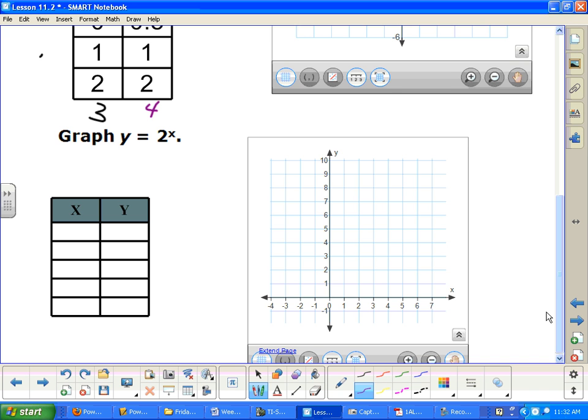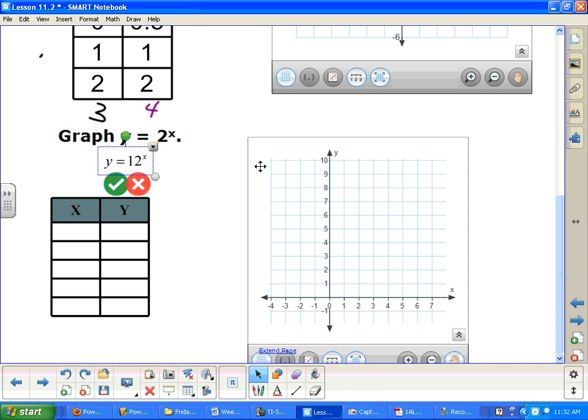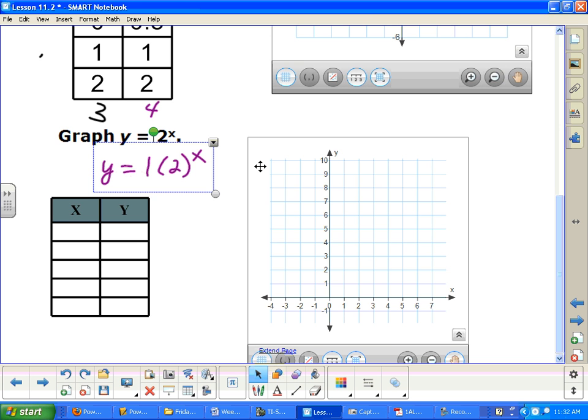So let's look at another one here. We want to graph y equals 2 to the x. What's the difference between this one and the one we just did? The other one had 0.5 in front of it, right? Well, this one has a 1 in front of it then, doesn't it? So this is like y equals 1 times 2 to the power of x. Okay. So this graph is going to look similar to that one, right?